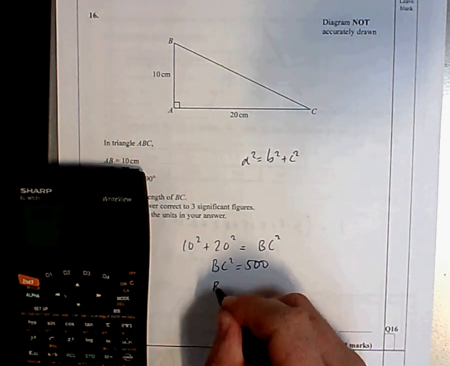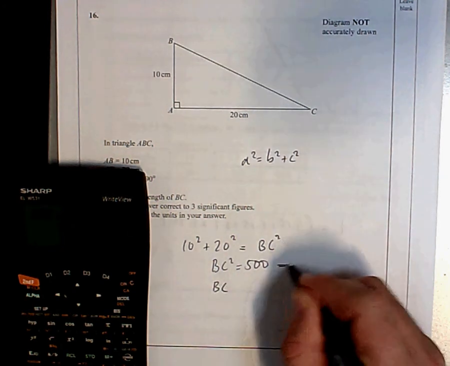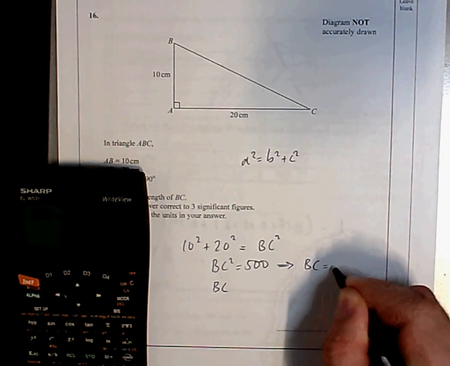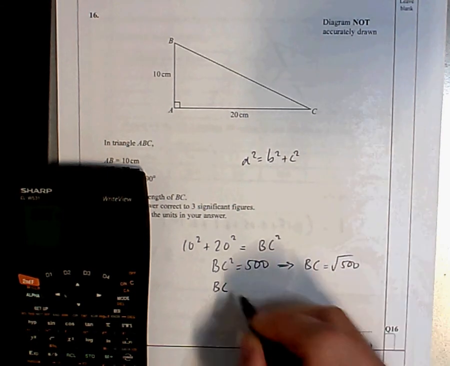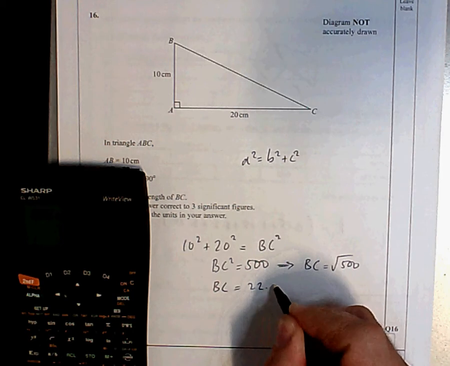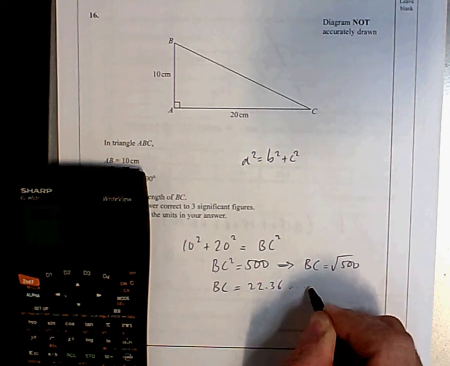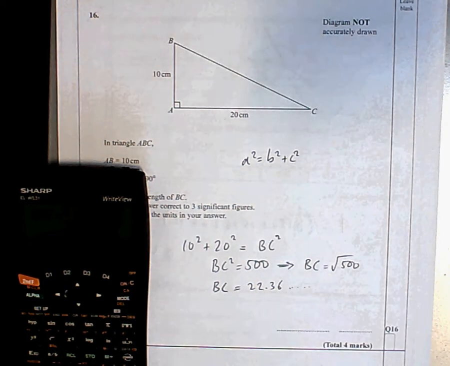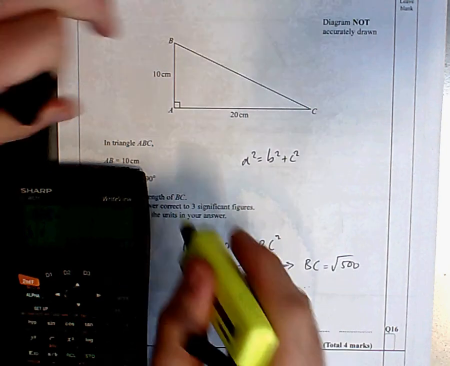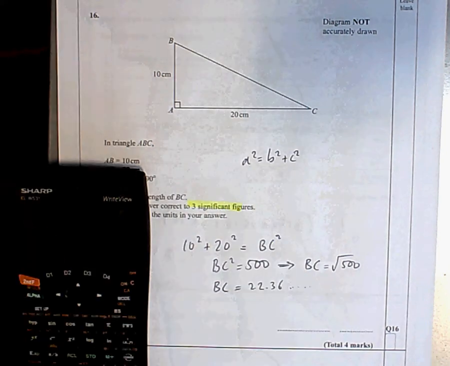But BC, well, I best write down what I did. BC is actually square root of 500. BC is 22.36 and so on. Again, look at the question. It wants the value to three significant figures. This is again another way of rounding.